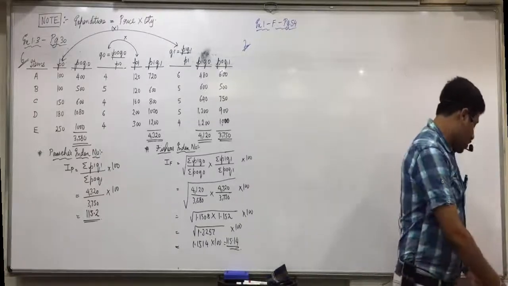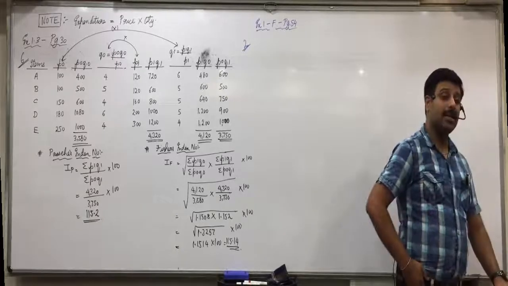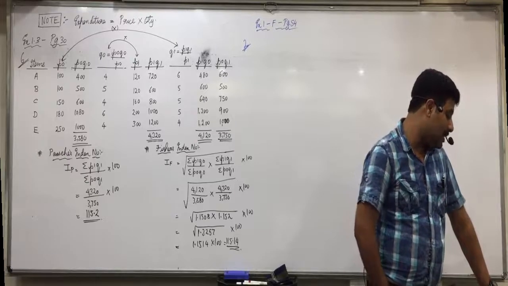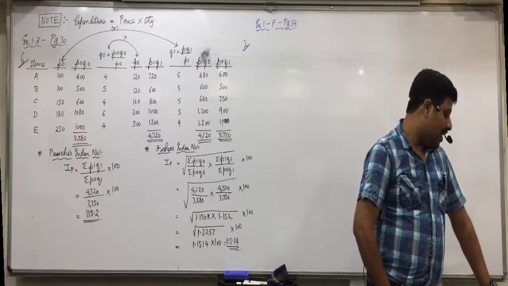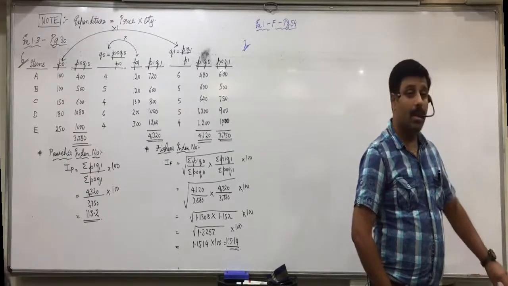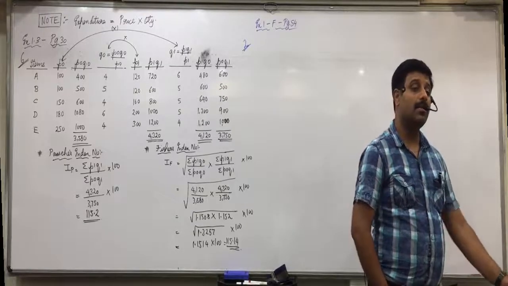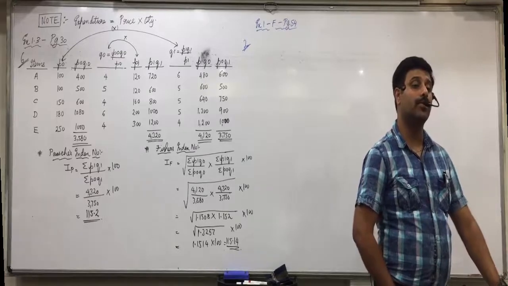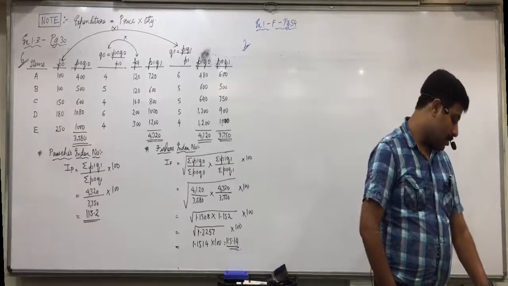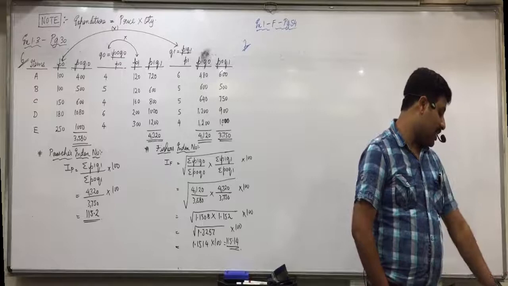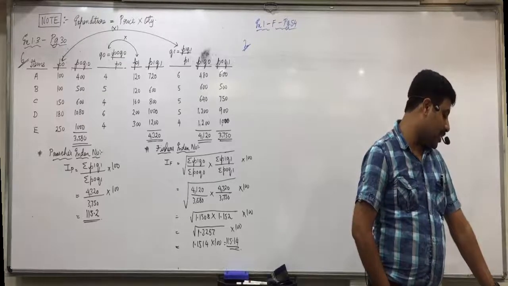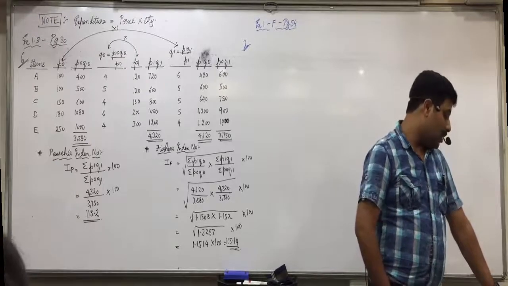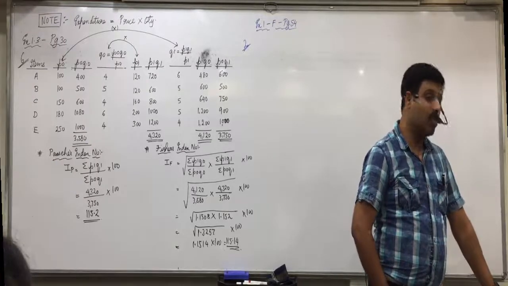Okay. The quantity consumed and the total expenditure of 4 different items are as given below. Find Paasche's and Fisher's index number for the year 2015 with respect to the year 2013. Tell me, all the 4 items that are given to you, how will you denote them?